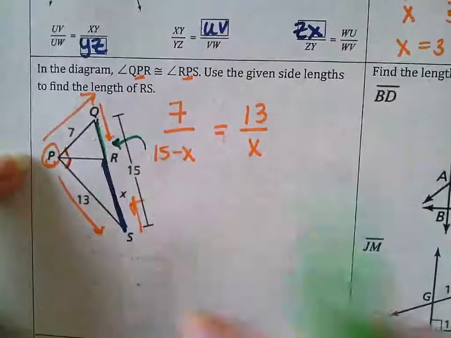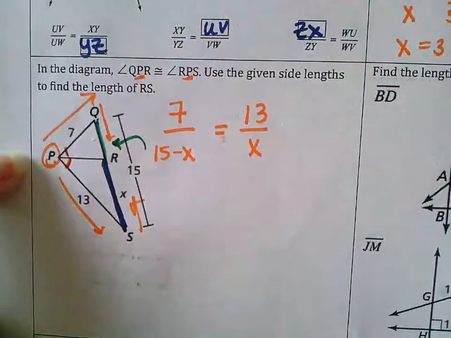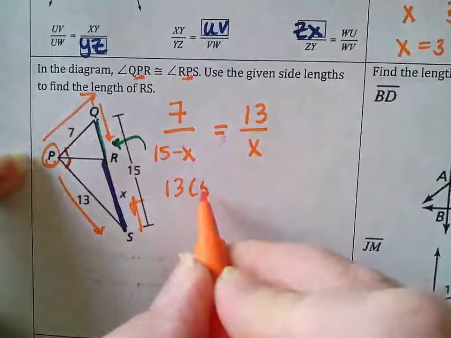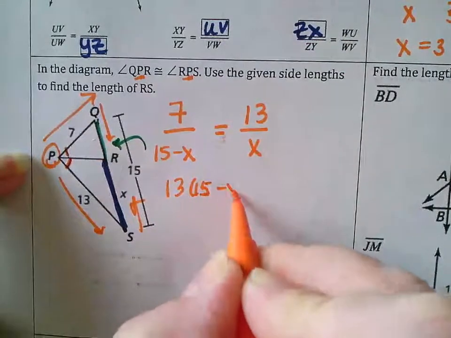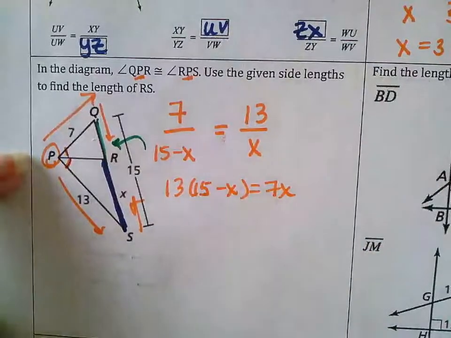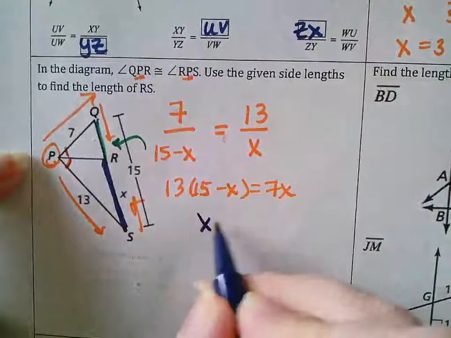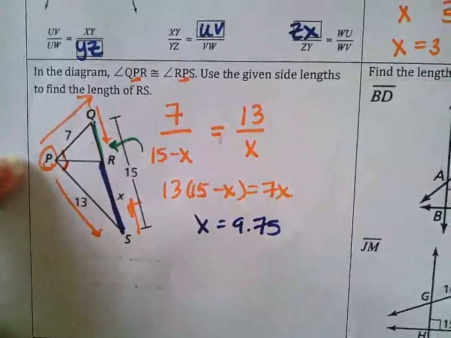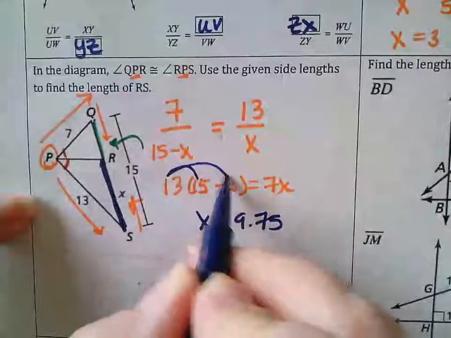It's right there. Okay, so you cross multiply again. Please don't forget to distribute, otherwise you're going to have a bad day. It's going to ruin everything. So you end up with x equals 9.75. Okay, just don't forget that piece.